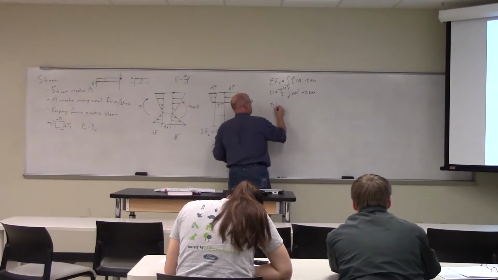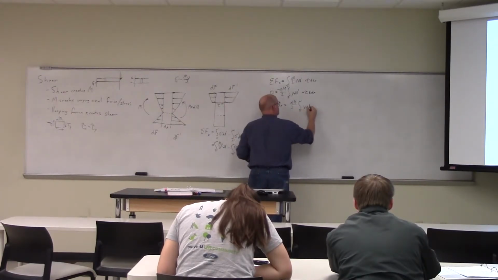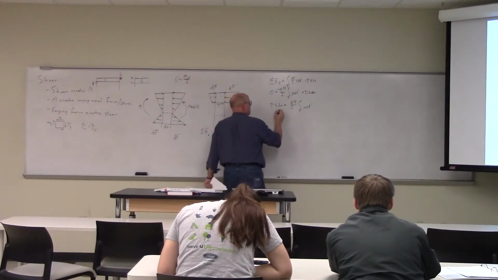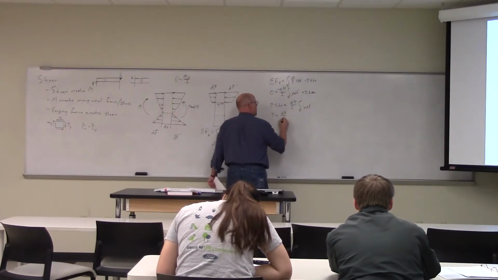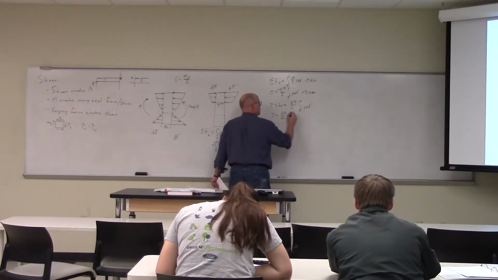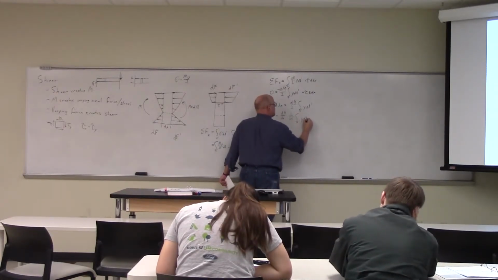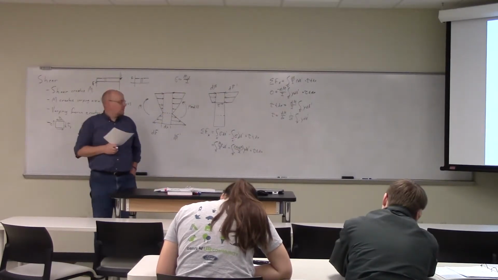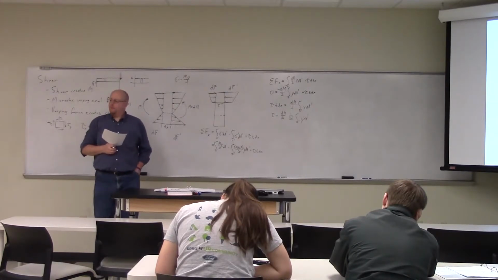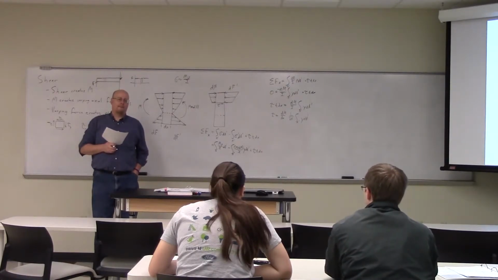So tau t dx is equal to dM over I times the integral over A prime of y dA prime. Divided through by dx and t, tau is equal to dM over dx times 1 over I t times the integral over A prime of y dA prime. And what's dM over dx? Shear, V.